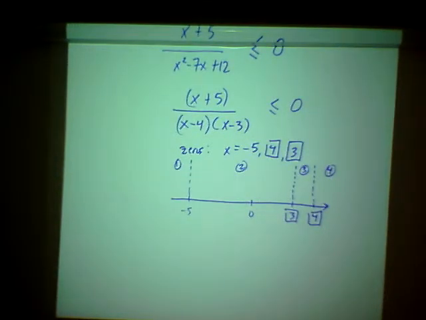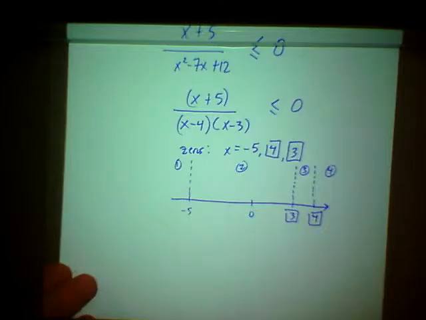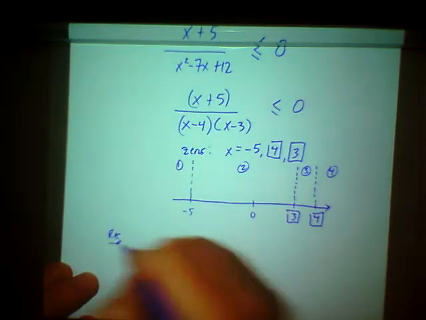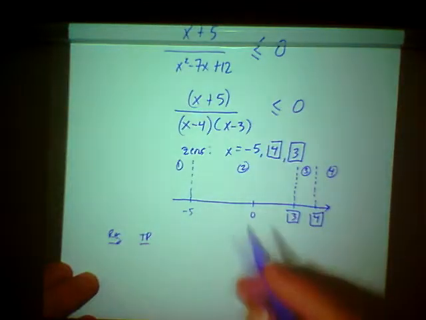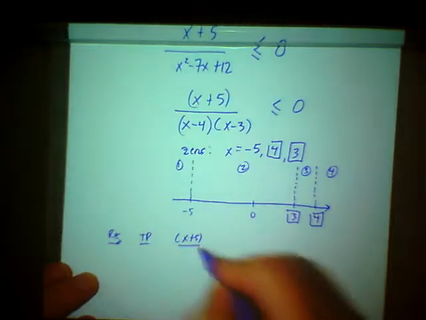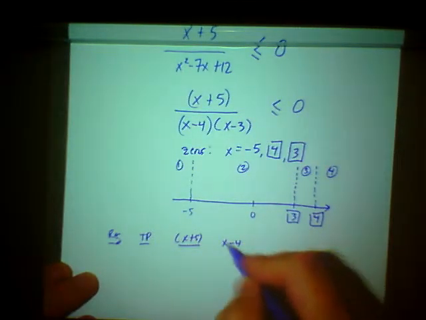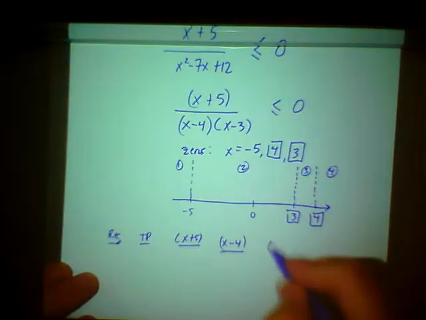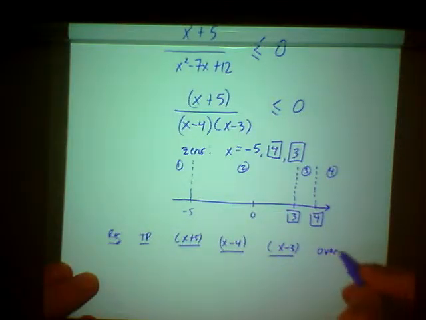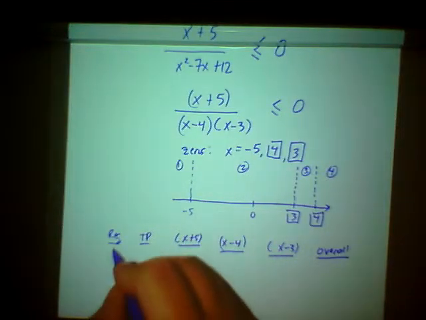Now I need to go ahead and just create my sign chart. So here's region, test point, and then my factors, x + 5, x - 4, x - 3, and then overall. I have 4 regions.